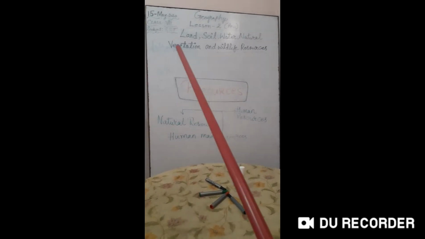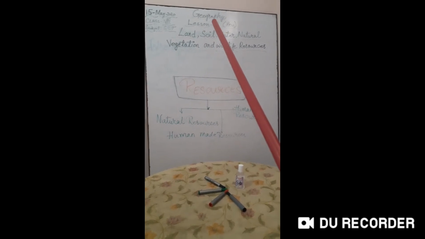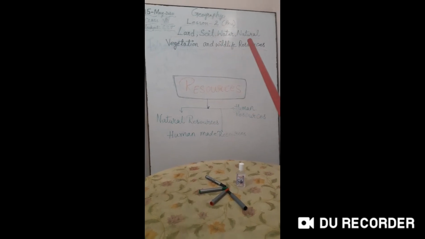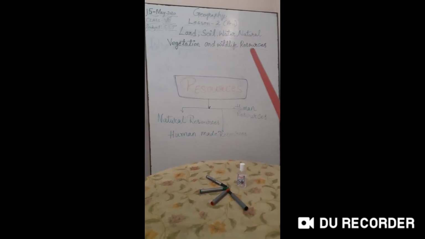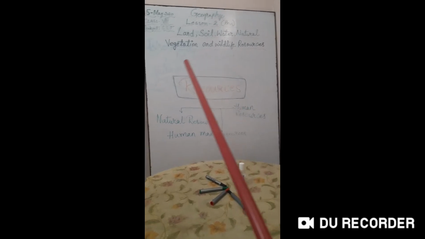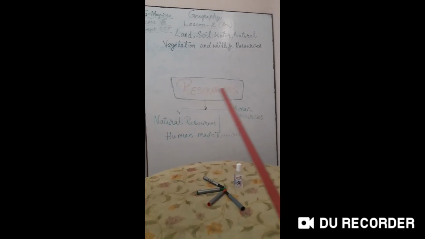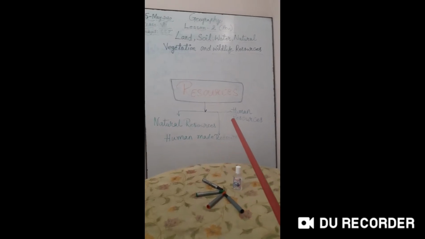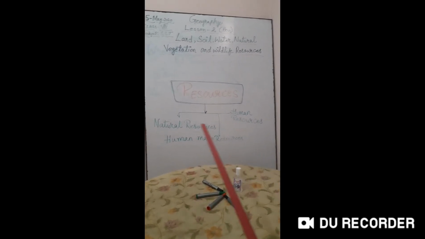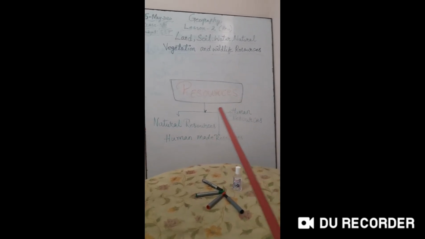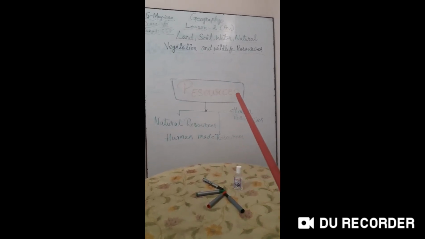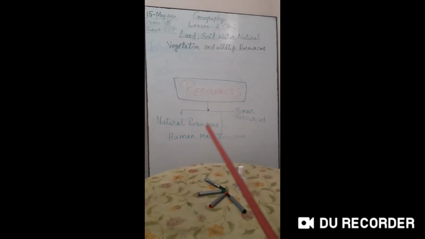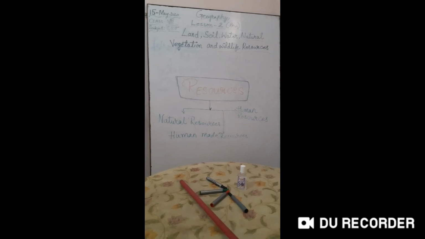So today we will revise chapter number 2, Geography. The name of the chapter is Land, Soil, Water, Natural Vegetation and Wildlife Resources. Students, see this diagram: resources, natural resources, human-made resources, human resources. First of all, let us revise the meaning of resources. What are resources?